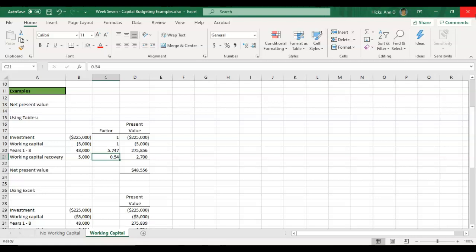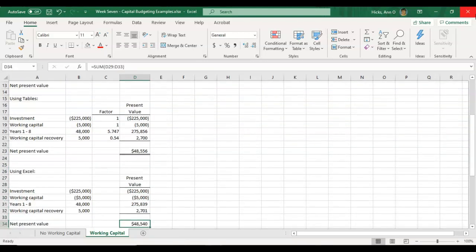So if you want to pull the factor for that, you're going to go to table 13B-1, which is the present value of 1. The process is still the same. You're still going to find the 8% intersection with the 8 periods, but it's a different table, and you'll notice it yields a much smaller factor because this is a one-time payment, not a periodic payment. And that leaves us with $2,700 for the present value. Our net present value under this scenario is $48,556.